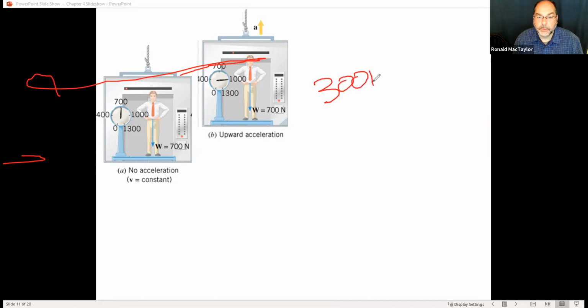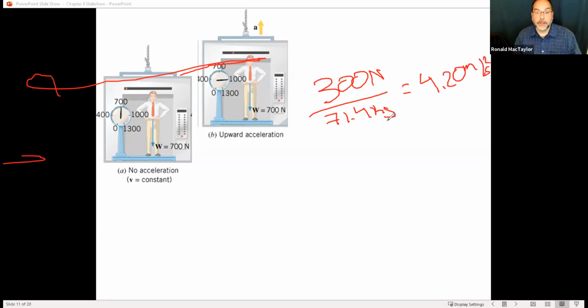300 newtons divided by 71.4 kilograms was 4.20 meters per second squared. The net force in the y-axis as it's accelerating upward gives us an acceleration of positive 4.2 meters per second squared upward.